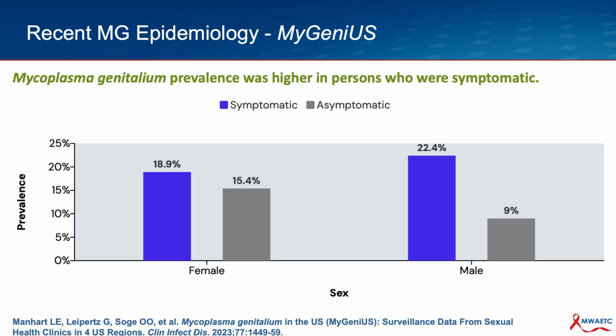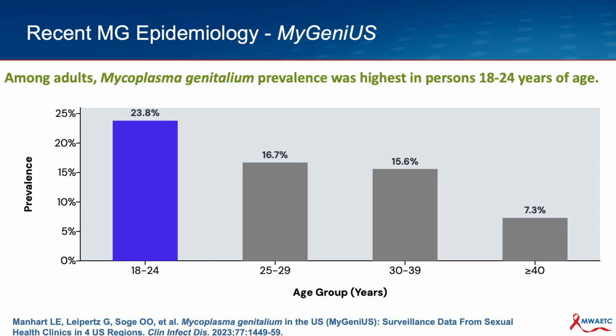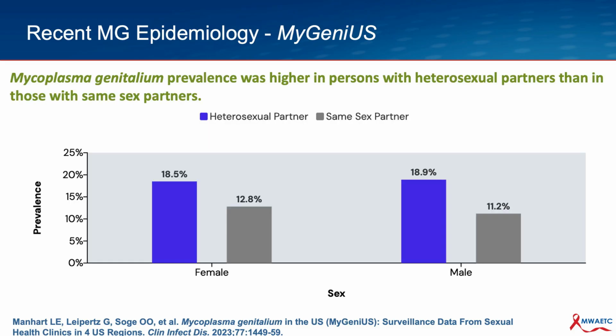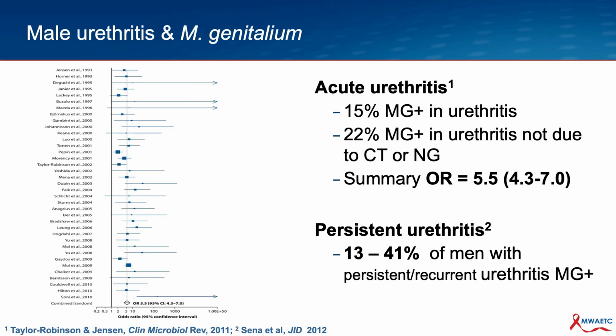As you might expect, there was a higher prevalence of M-Gen within the MyGenius study in folks who were symptomatic, but there was also an equally high proportion of folks who are asymptomatic who had M-Gen. So it really can exist in this asymptomatic state in lots of folks. It was highest in younger people attending these clinics, similar to the historic data. And interestingly, higher prevalence in heterosexual patients compared to those with same-sex partners. Now that I've given you a little bit of information about epidemiology, I'll talk about the data about related syndromes.